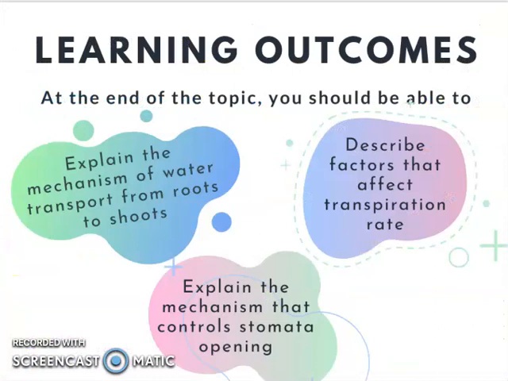Next slide, this one, okay, we want to discuss another topic that can be derived from chapter number 11. So at the end of the next topic on chapter number 11, you should be able to explain the mechanism of water transport from the root to the shoot, describe factors that affect transportation rate, and lastly, explain the mechanism that controls stomata opening.